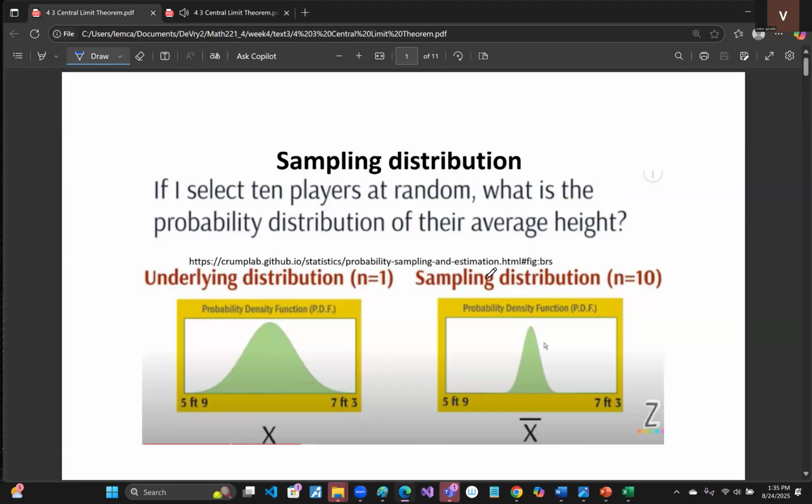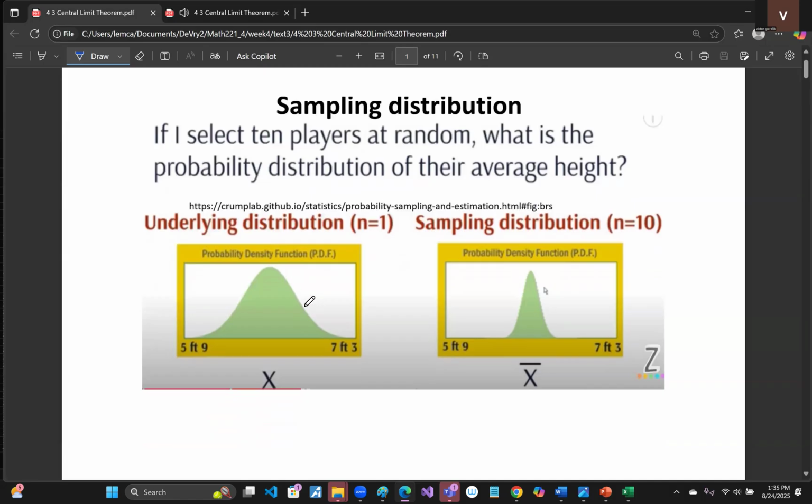3. Central limit theorem and sampling distributions. We start from the sampling distribution. Let's say we have a distribution of heights of all basketball players of North America. This distribution is close to the normal probability density function with the mean of 6 feet and some standard deviation sigma. We can consider different samples of 10 players.